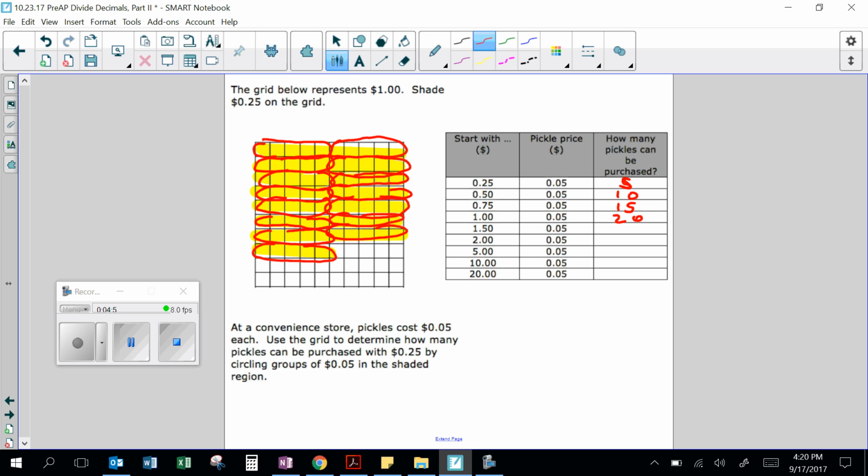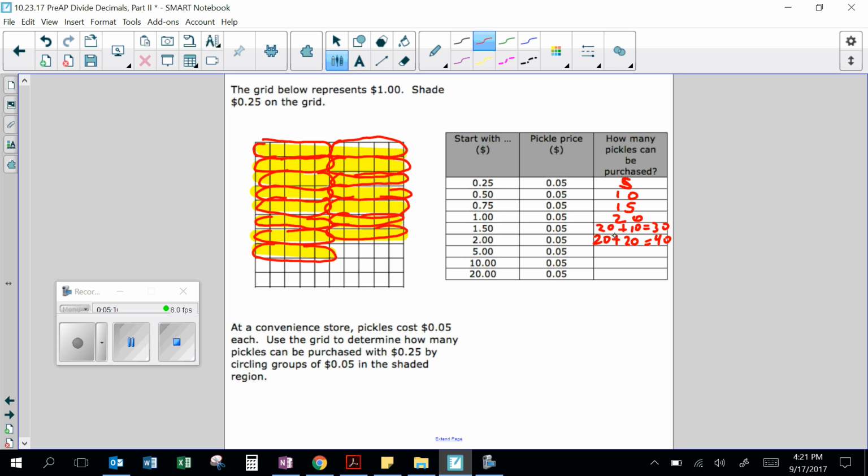So what about $1.50? Let's see. A dollar, I can get 20 pickles. Plus, for 50 cents, I can get 10 pickles. So it'll be 30 pickles. What about $2? For $1, I can get 20 pickles. For another 20, I can get 40 pickles. What about $5?